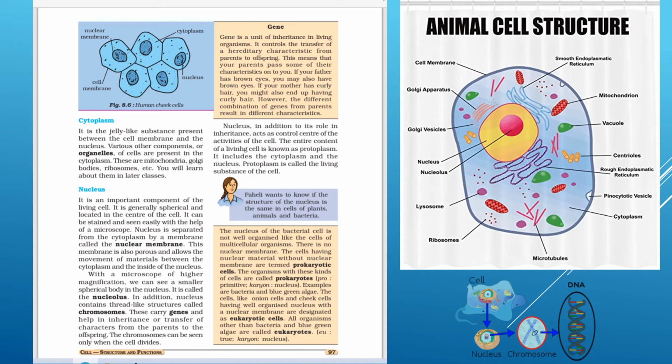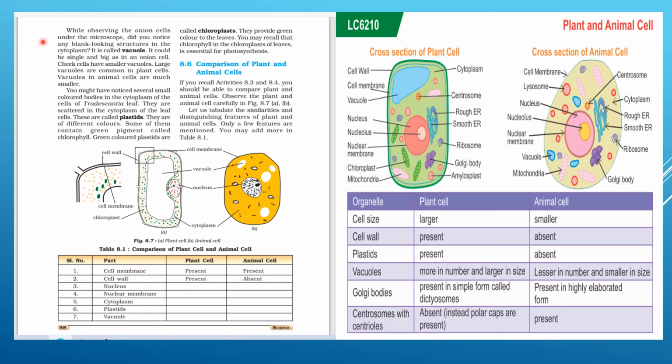Okay, now see the next topic. While we observe the onion cell under the microscope, what we notice is a blank looking structure. Okay, these blank structures are known as vacuoles. They could be single and big, as in the onion cell, or in the cheek cell, we have very small vacuoles. Large vacuoles are common in plants. In animals, there are smaller vacuoles.